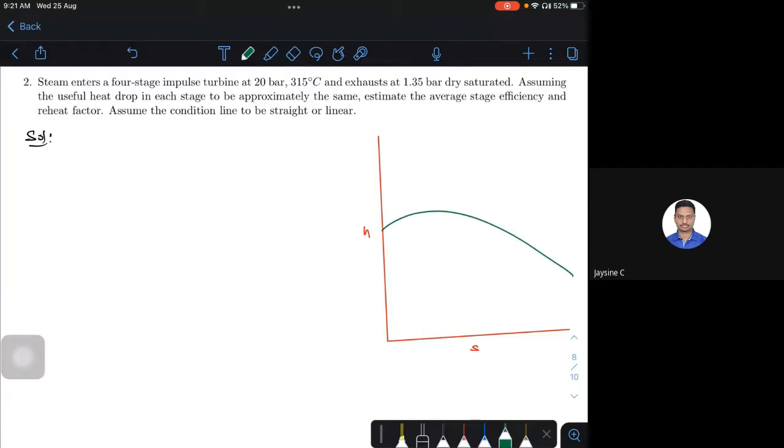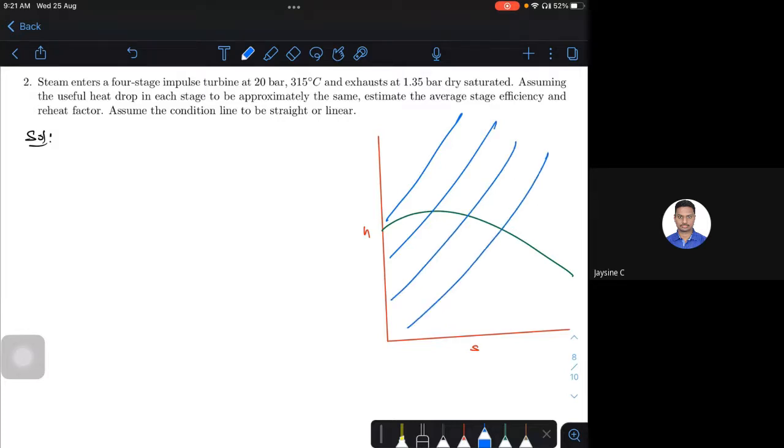Then if I try to draw the pressure lines, he's telling that it's a four-stage impulse turbine between 20 bar and maybe 1.35 bar. So I have four stages in between that. If I try to draw the four stages, it means there are five pressure lines: 1, 2, 3, 4, 5.